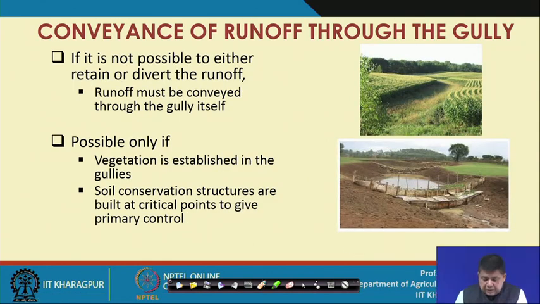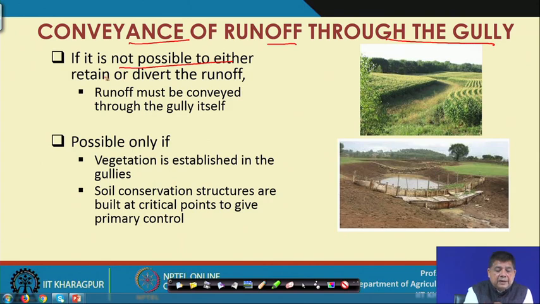And the third option is conveyance of runoff through the gully itself. If it is not possible to either retain or divert runoff, we saw that for retaining the runoff, we should have strip cropping, contour farming, or engineering measures like contouring or terracing. But if that is not possible, then we saw the diverting, that is, we can use terraces or diversion to take the flow away to another outlet. But if these possibilities are not there, then obviously we have no option but to allow the runoff to be conveyed to the gully itself.